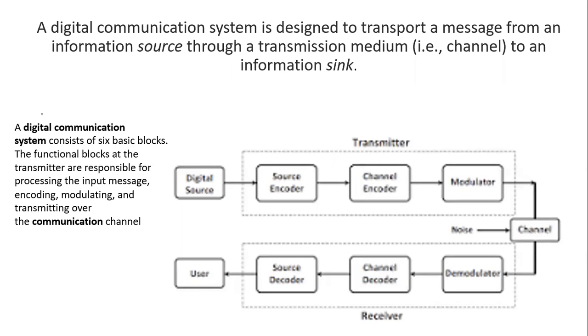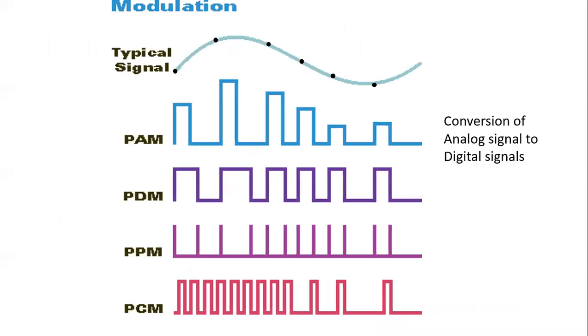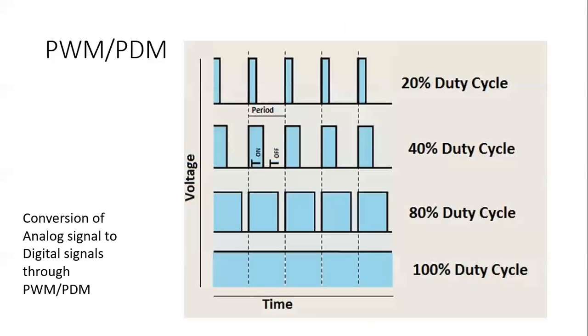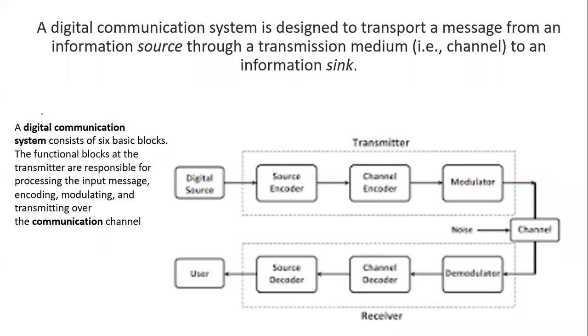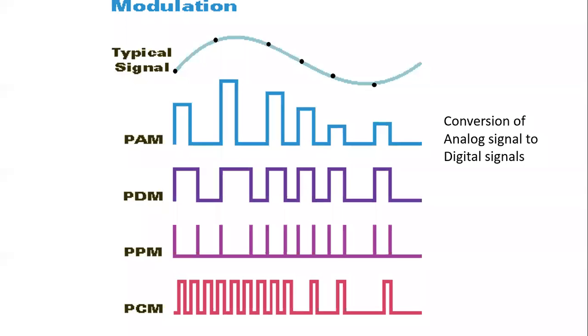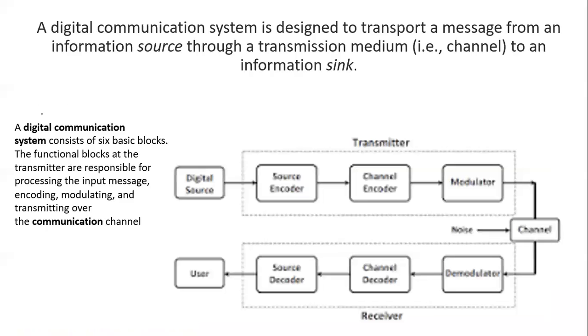For this entire process, we call it a digital communication system. When we are converting analog into digital, we use these three techniques: PAM, PDM and PPM. Then for the source encoder, to uplift the value of the data that we have received, we convert it into codes with the help of PCM. Then the further process, we have just discussed.